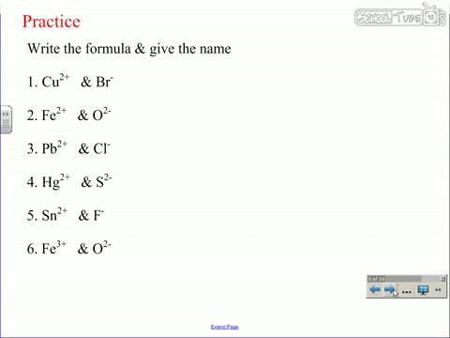Let's do a couple examples. You want a couple examples in your notes. Alright? So let's write the formula and give the name. So copper plus 2 and bromine minus 1. If I have copper plus 2 and bromine minus 1, when we do the crisscross method here, we're going to take the 2, comes over here to bromine, and the minus 1 comes over here to copper. So we need Cu Br2. That will be the formula.